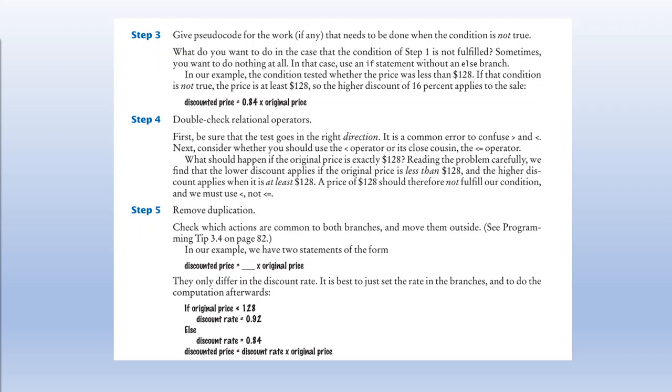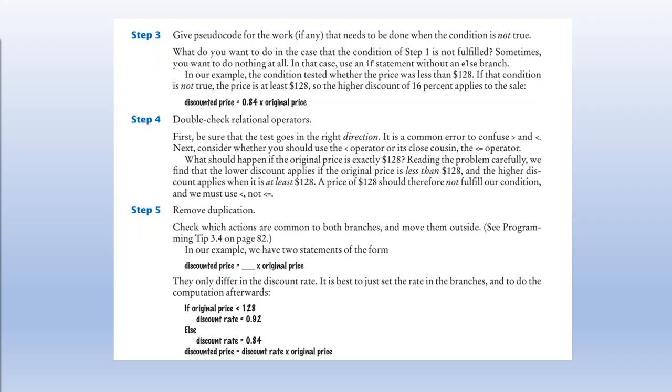In step 4, we need to double check the relational operators. So this will go back to the branching condition. We'll need to make sure that it goes in the right direction, depending on what is entered. Does this meet all range of values? And also, we need to consider threshold values. What happens when it is exactly $128? Will it go into the greater than or less than categories? And if so, does it happen in a way where it's not accounted for? In this example, we might need to use a greater than or equal sign or a less than or equal sign in order to get $128 into the correct range.